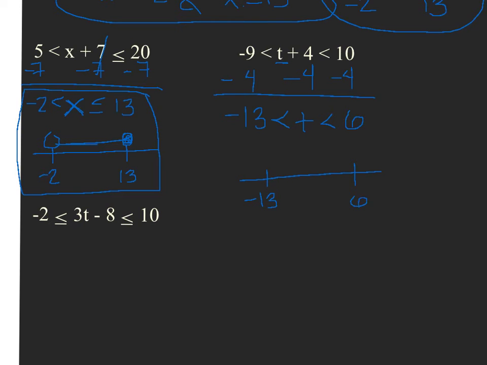I graph both numbers on the number line. Okay, this is saying t is greater than negative 13, so it's an open circle to the right. On the other side it says t is less than 6, so it's an open circle and to the left. And there's my graph and my answer.